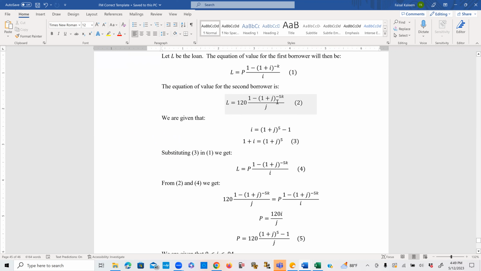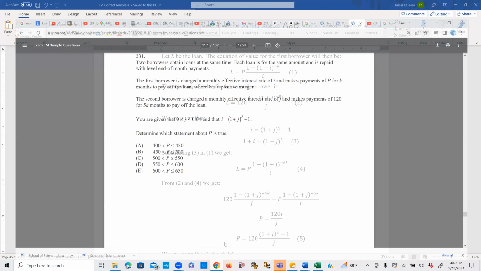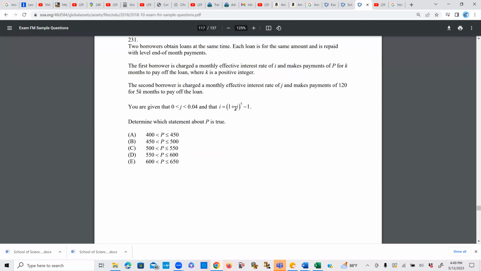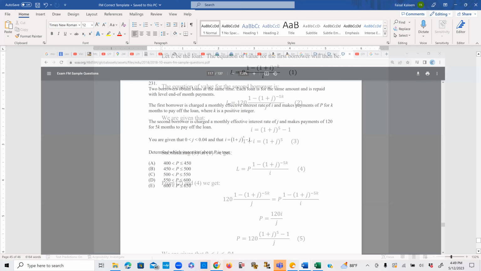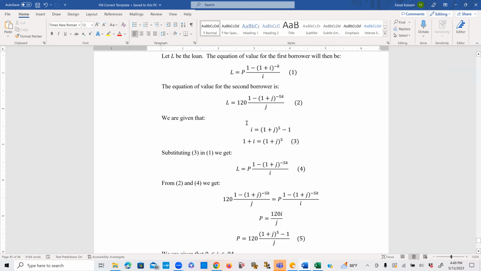Now from 1 and 2, we can equate them, but first we have to make sure that we don't have both I's and J's running in the same problem. For that, we are given the last condition that I is equal to (1 plus J) to the 5 minus 1. Adding 1 to both sides gives us 1 plus I is equal to (1 plus J) to the 5. Now we can substitute the value of 1 plus I from 3 in 1.